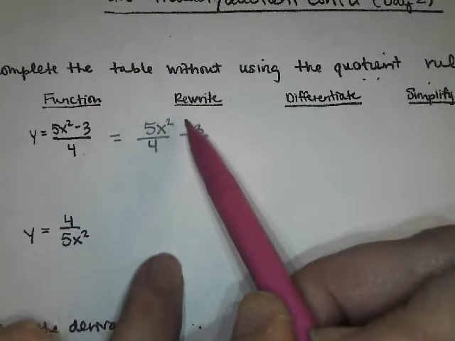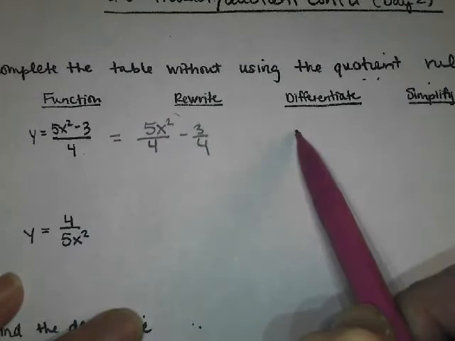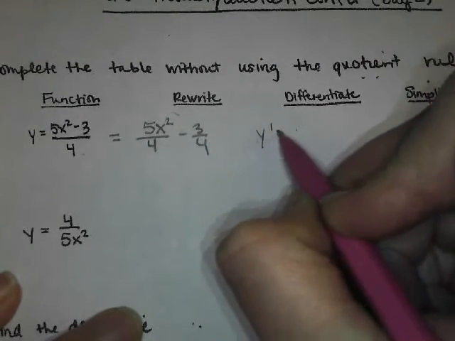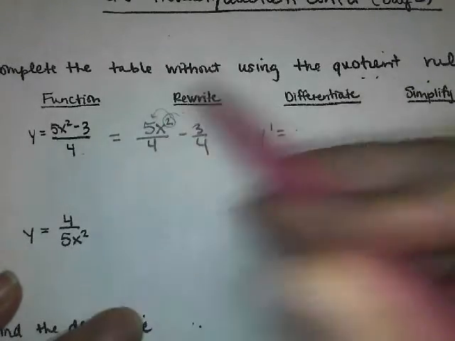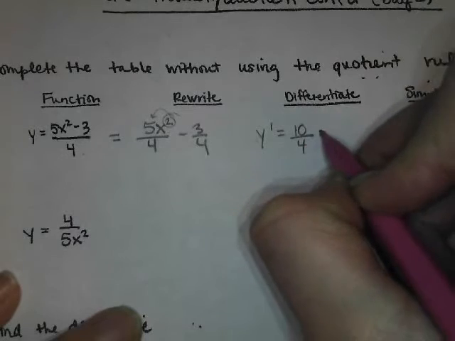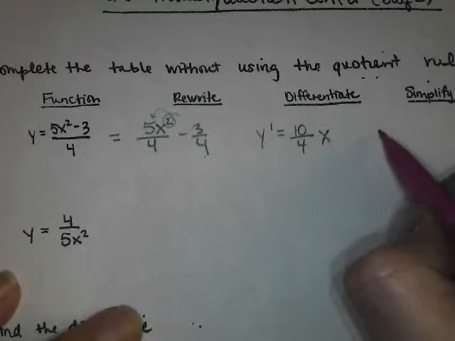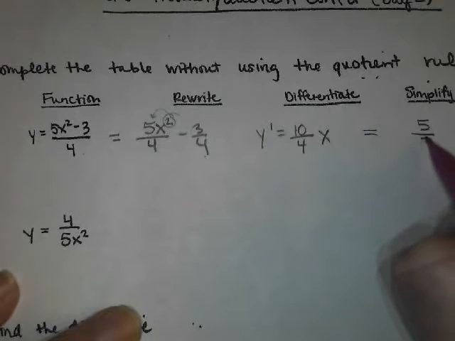So once I've rewritten it, I'm just going to now differentiate it by using the power rule. So my 2 is going to come out in front. That 5/4 is going to turn into 10/4 x. The derivative of negative 3/4 is 0. So this will simplify to just 5/2 x.